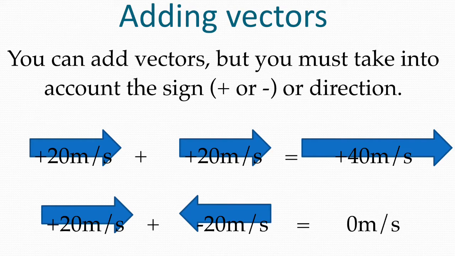However, if they're going in opposite directions, then they would cancel each other out. So the one moving to the right would be a positive value, but the one moving to the left would be considered a negative value for a total velocity of 0 meters per second.